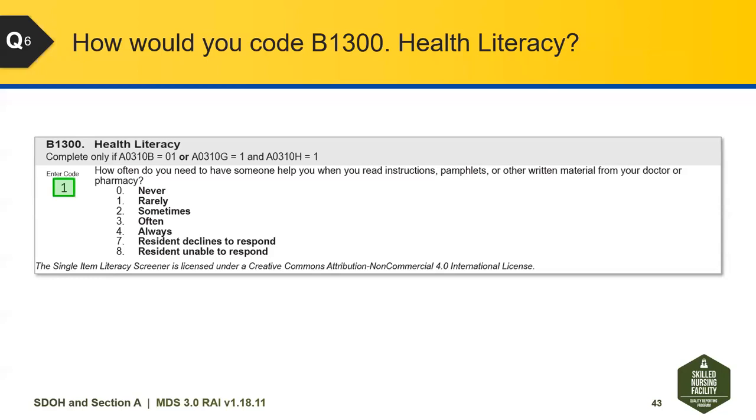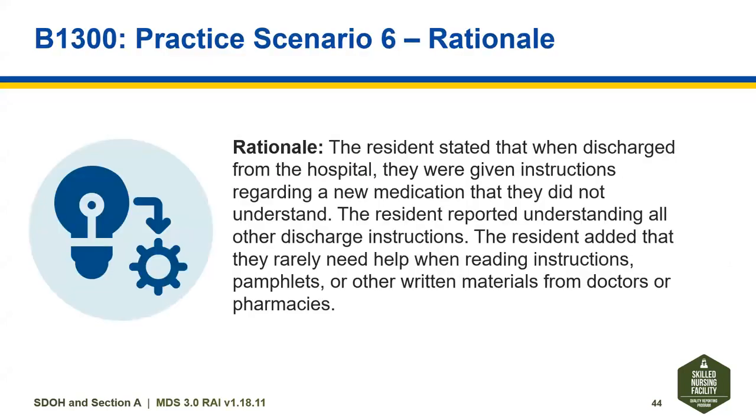So based on this scenario and the response choices available in health literacy, how would you code B1300? Okay, let's look at the correct response. You've got it split a little bit between rarely and sometimes. The correct answer is code 1, rarely. This was chosen because the resident reported understanding all of the discharge instructions that were given, except the instructions regarding a new medication, warfarin. The resident added that prior to the hospitalization, they rarely needed help when reading instructions, pamphlets, or other written material from doctors or pharmacies.